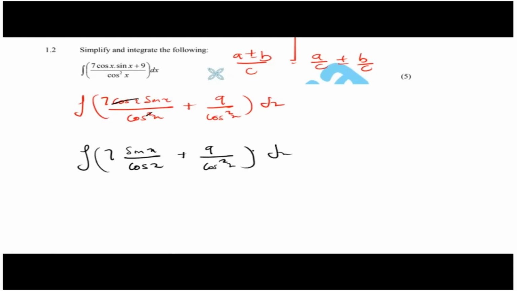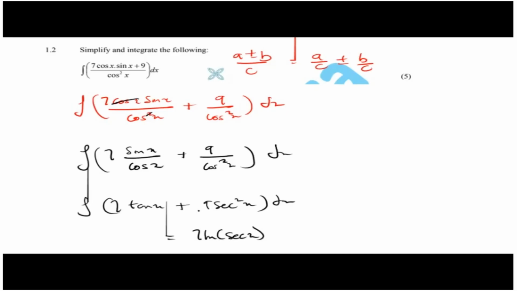Then you apply your identities here. If you apply your identities, you have 7 tan x plus 9 sec squared x dx. Okay, you can integrate this. How do you integrate tan? The integral of tan is 7 ln sec x. The integral of the other is 9 tan x plus c, and that is your final answer. So that is how to simplify.